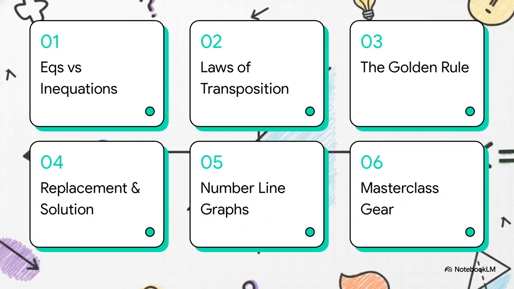Here is our survival plan for your 2026-27 boards. Section 1 covers equations versus linear inequalities. Section 2 is all about the laws of transposition. Section 3 brings us to the golden rule. Section 4 breaks down replacement versus solution sets. Section 5 tackles number line representation. And finally, Section 6 equips you with your ICSE Masterclass survival gear.